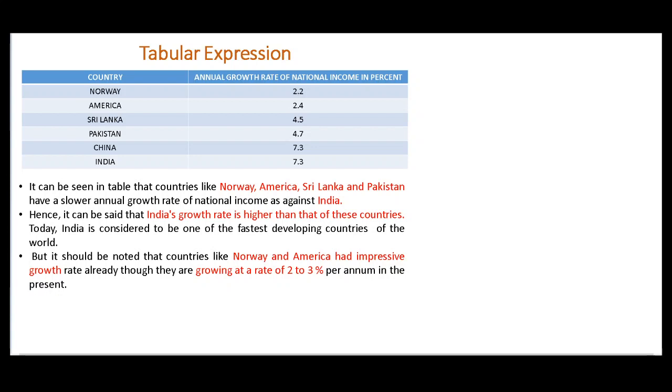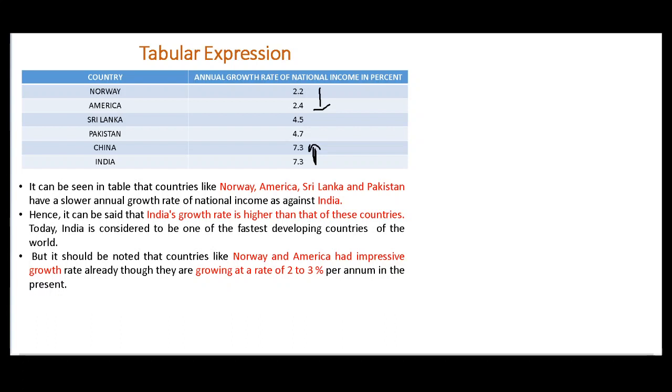Pakistan has a 4.7% growth rate, China has 7.3%, and India has 7.3%. By looking at this table, you will come to know that India and China have the highest growth rate, while Norway and America have a low growth rate, and Sri Lanka and Pakistan are in the middle. Now, we are moving further.